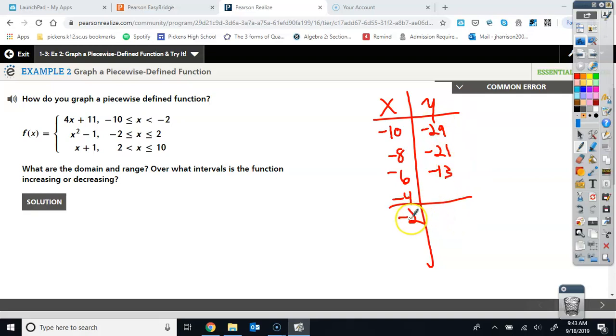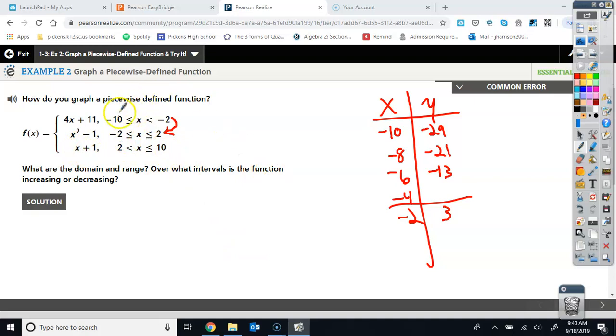But then when I get to -2, I would use this one. -2 squared would be 4. 4 minus 1 would be 3. So notice I switched. Once I got to -2, I switched to a different function. This is why it's called a piecewise function. When I get to 2, after 2, I would keep on plugging in numbers. After I get to 2, I go back to another linear equation from 2 to 10.